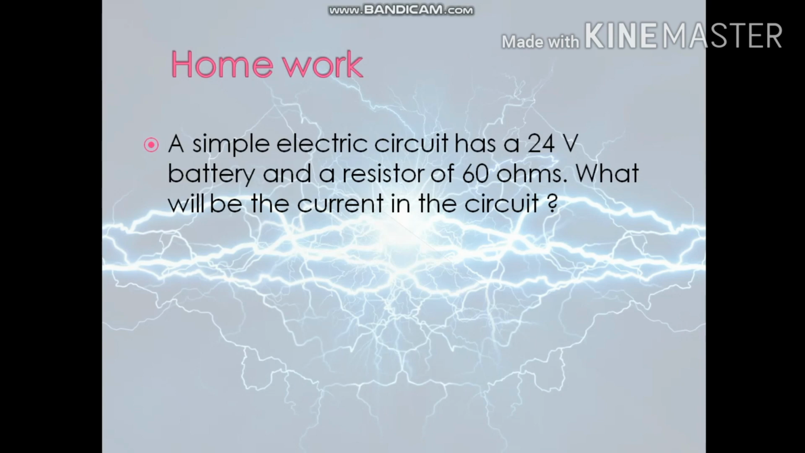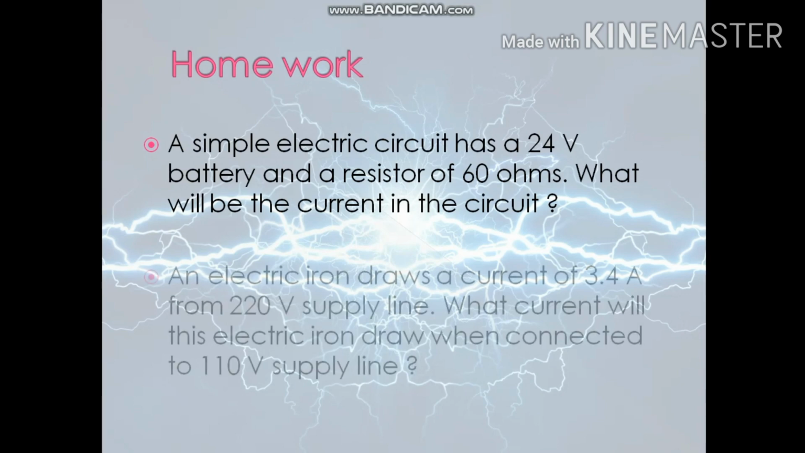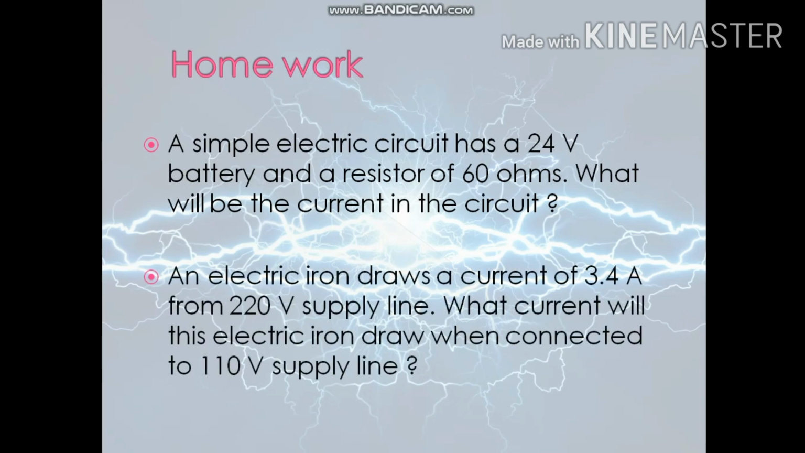So there is some homework for you. First one is that a simple electric circuit has a 24-volt battery and a resistance of 60 ohms. What will be the current in the circuit? You have to find out the current in the circuit. Here potential difference and resistance are given.